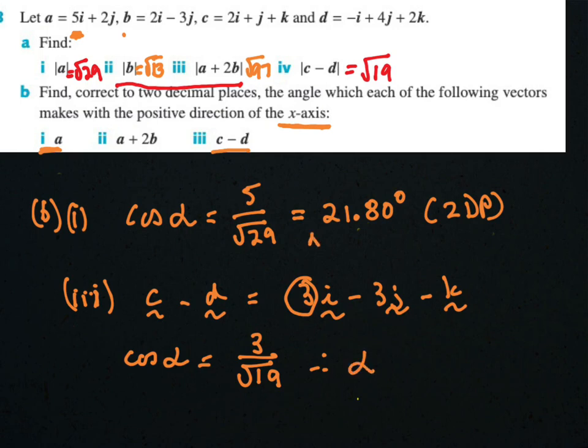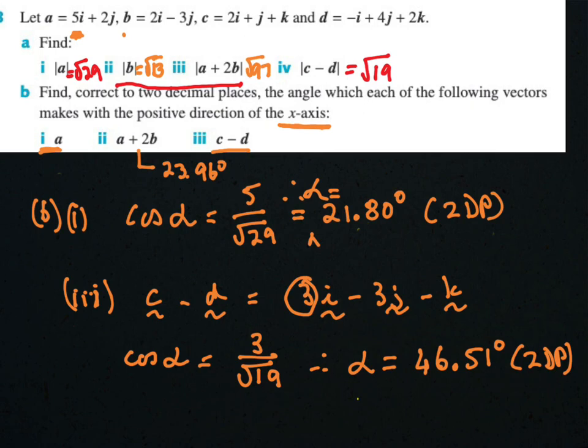So therefore alpha equals, and according to my calculator, it is 46.51 degrees, again, 2 decimal places. You might want to have a go at part 2 there, and as you can see, I've slipped in the answer. Make sure you can get that. Thank you for listening.